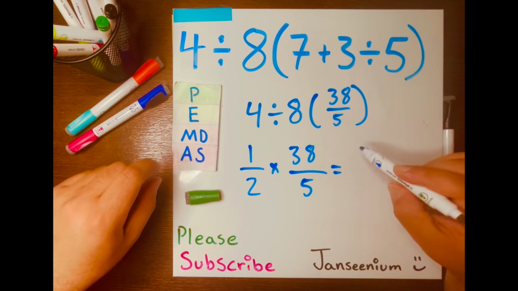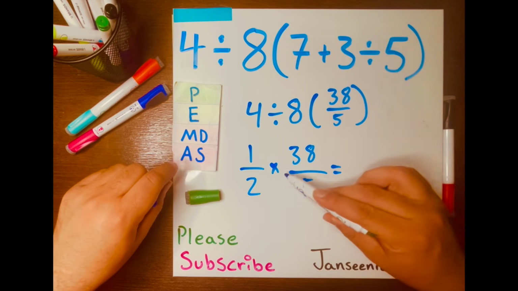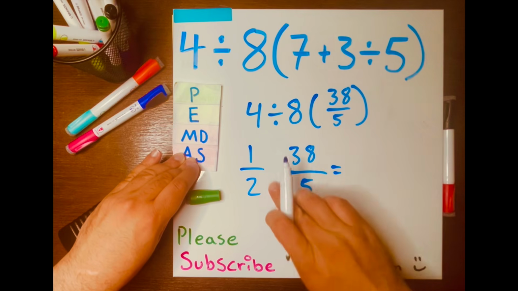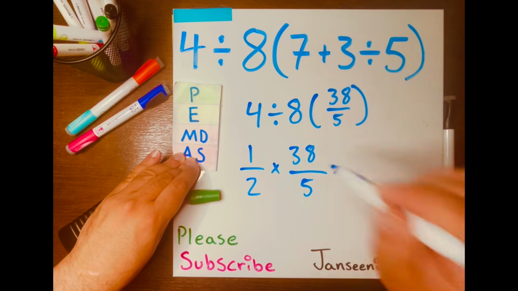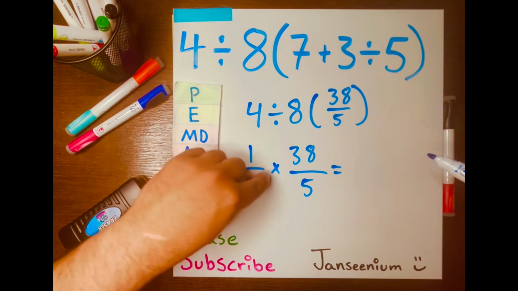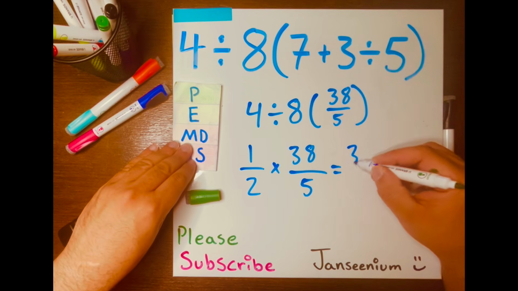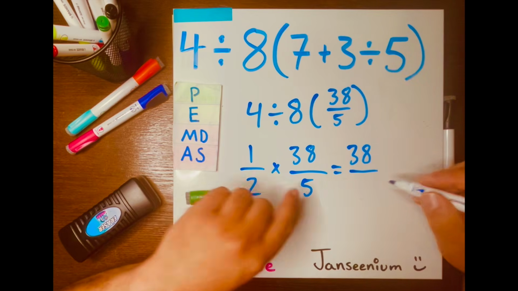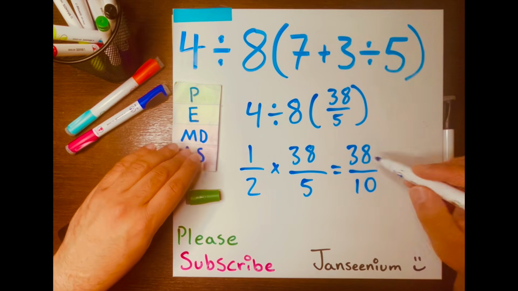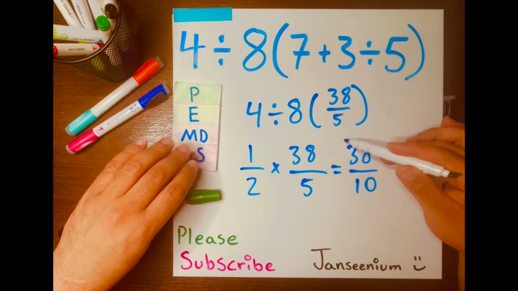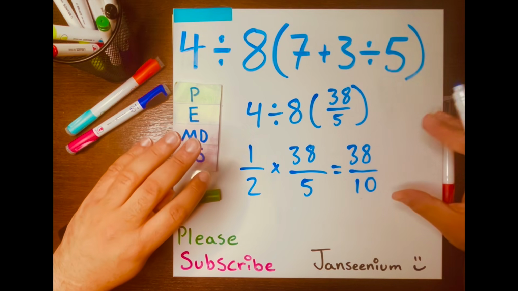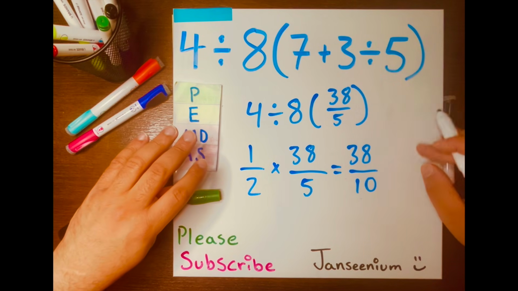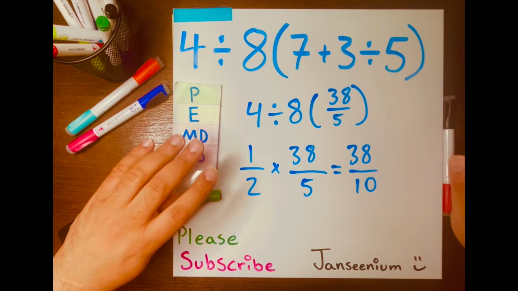And we're going to multiply across, so 1 times 38 is 38, right? Over 2 times 5 is 10. And so we have an improper fraction answer. Don't leave yet because we need to get a decimal answer and a mixed number answer using long division.